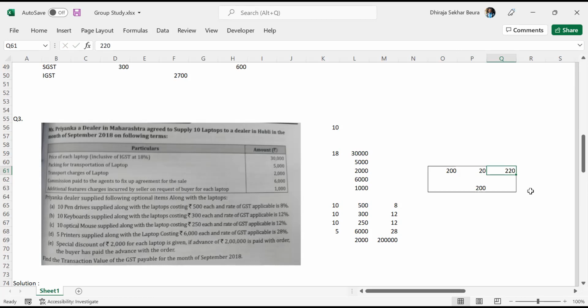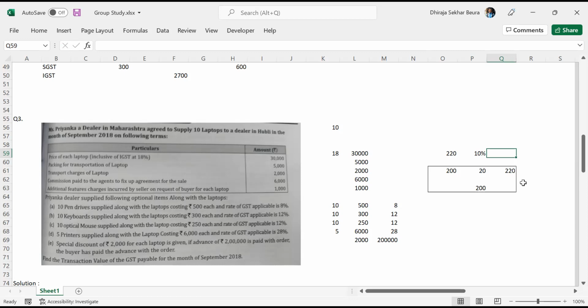Now, if the information given to us says 220 is the final price and 10% is the rate of tax, can we calculate the base price from these two? 220 by 1.1. Perfect. Did everybody get that calculation? That reciprocal calculation? Anybody having any doubts in that? Okay, perfect. It's a very basic calculation.